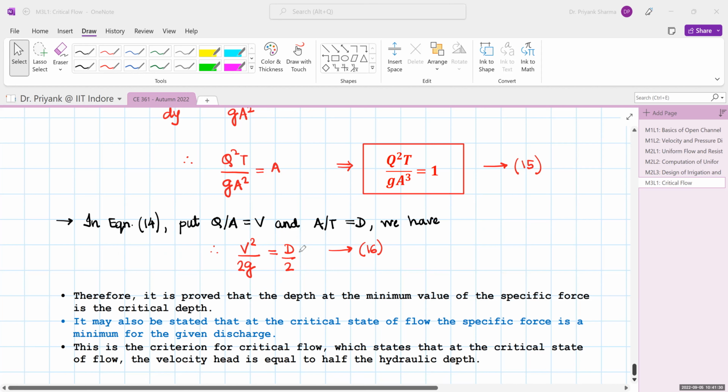With the help of this, we understood what specific energy is, what specific force is, and how they are related to the critical state of flow. With this, in the next lecture, we'll go on to the computation of critical flow and the applications of critical flow. So thank you very much, and we'll meet next time.